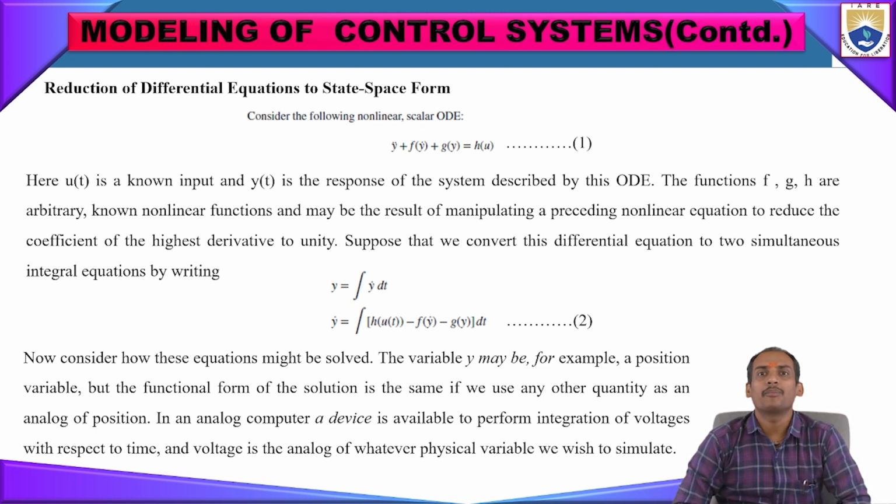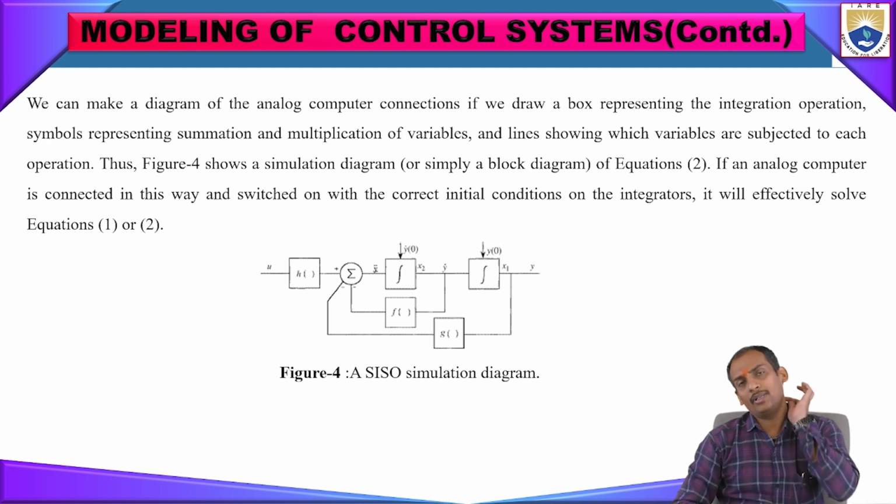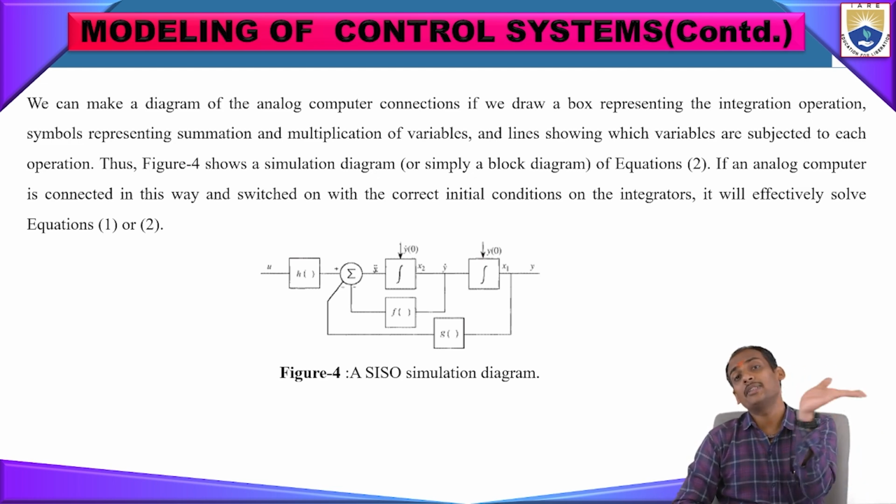In an analog computer, a device is available to perform an integration of voltage with respect to time, and the voltage is the analog of whatever physical variable we wish to simulate. So we can make a diagram with respect to that analog computer. If we draw a box representing an integration operation, like we said, we have a differential equation, and we need to make that differential equation into an algebraic one.